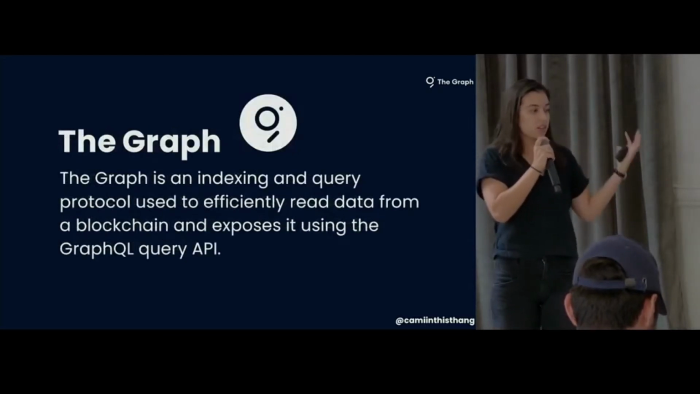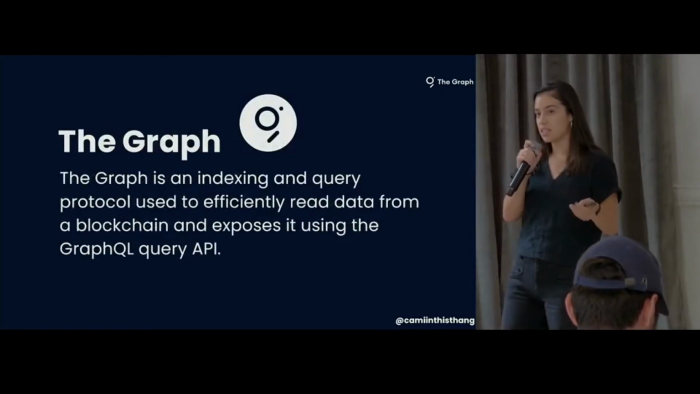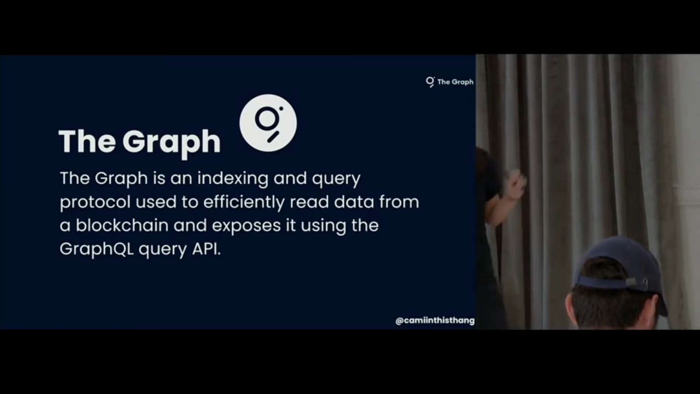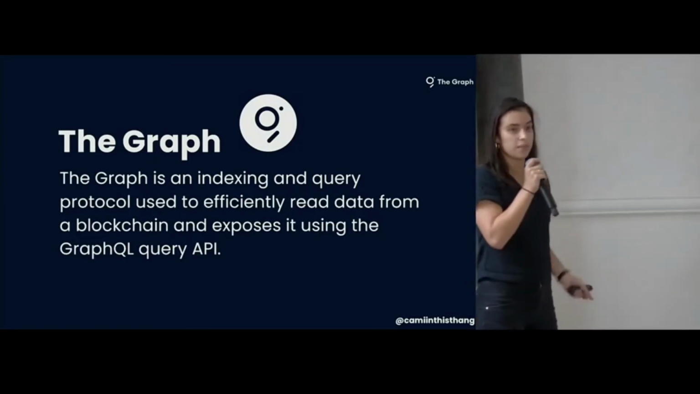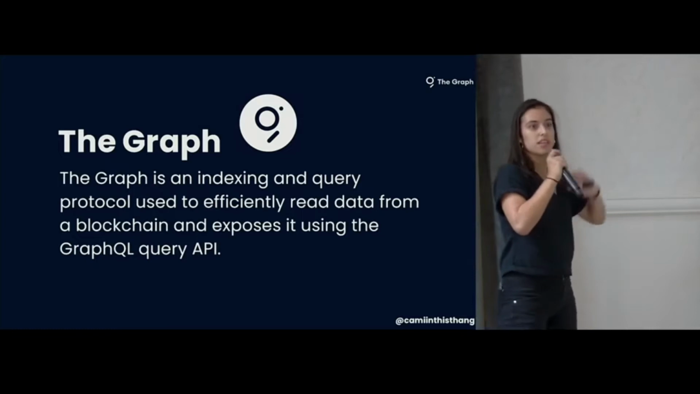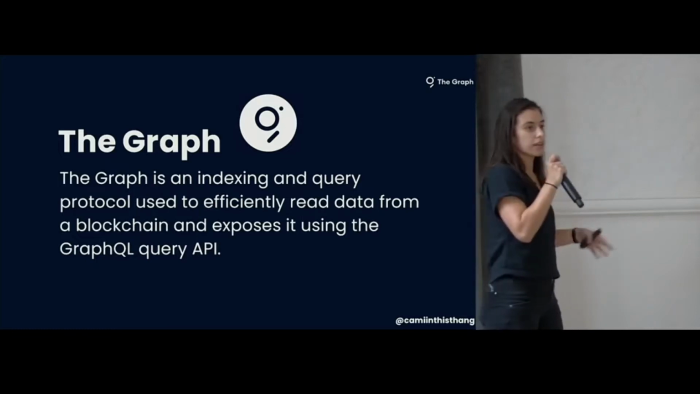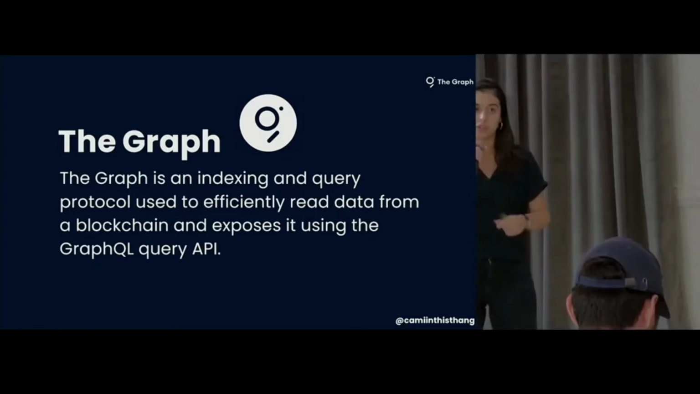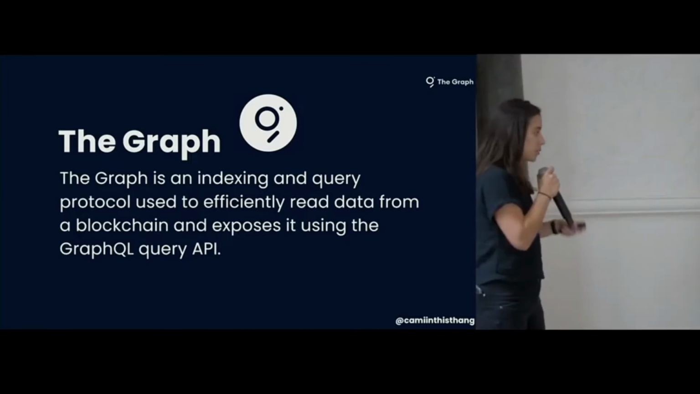So that's where the graph kind of shines. So the graph is an indexing and query protocol that allows developers to efficiently read data from the blockchain. So the keyword here is efficiently. Like we said, there's ways to read data, there's ways to make queries, but the graph makes it really easy for developers to make these kinds of complex queries about data.